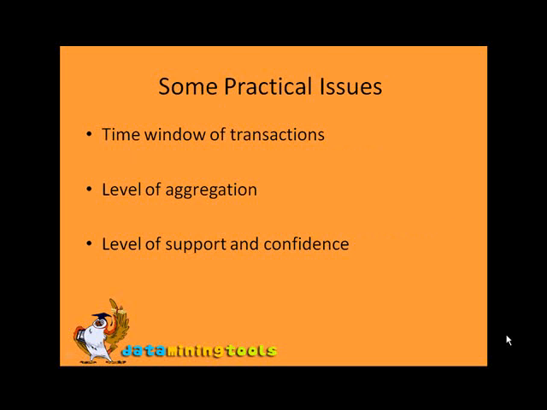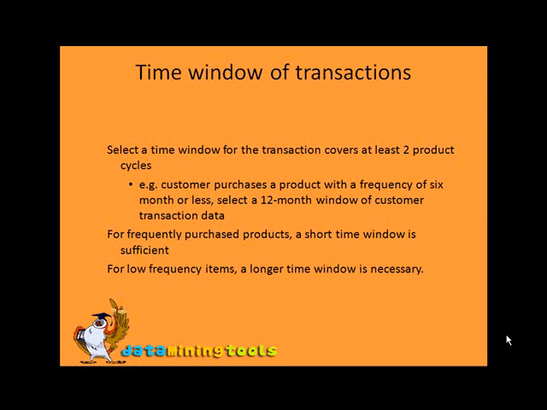So what are some practical issues? Practical issues may be the time window of transactions, level of aggregation, and level of support and confidence. Let's understand the time window of transactions in detail. Select a time window for transactions that covers at least two product cycles. For example, if a customer purchases a product with a frequency of 6 months or less, then select a 12-month window of customer transaction data.